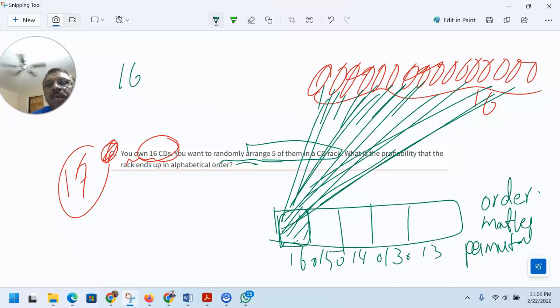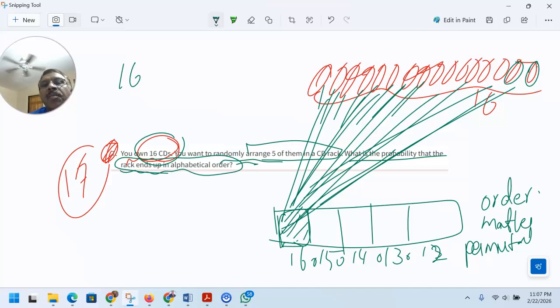So this will be the total number of possible ways, all different ways to do this. Total number of possible outcomes. Because we want to know the probability that the rack ends up in alphabetical order. Now, maybe there are 16 letters, and then we want A, B, C, D, E, whatever that is. The actual alphabet is 26. But what is the chance that they are in alphabetical order? There will be only one.